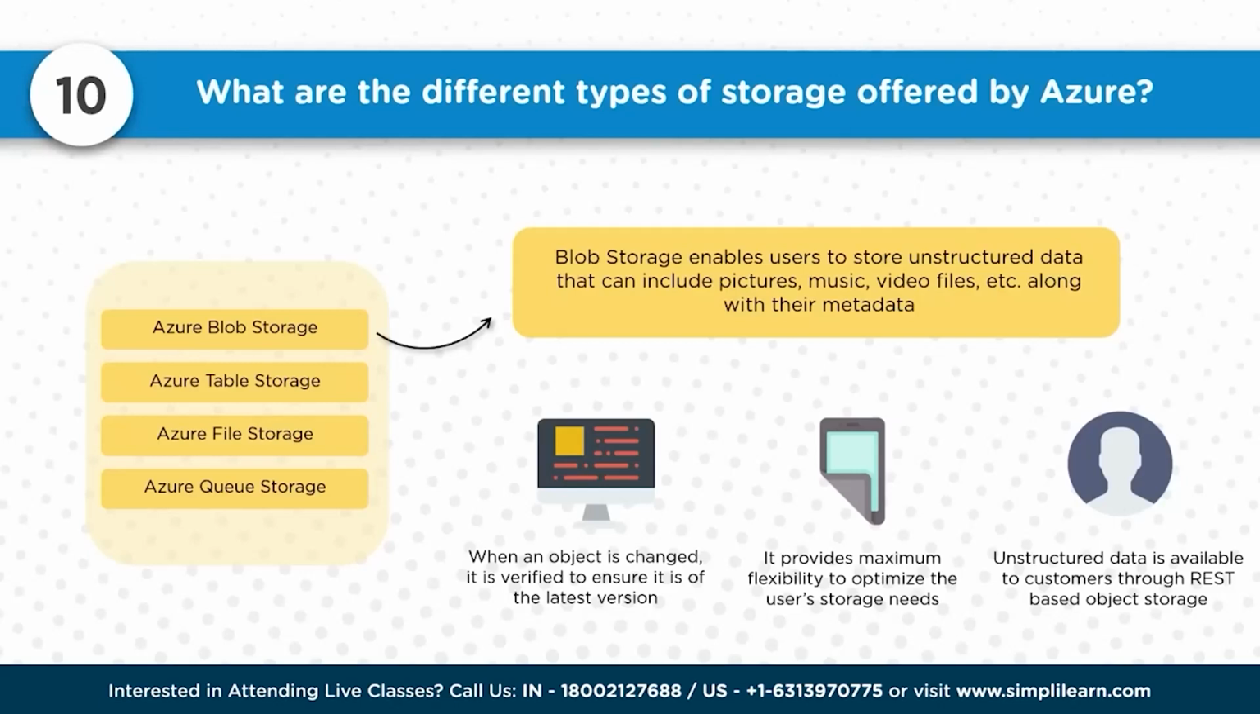So in short, blob storage enables users to store unstructured data, and that data can be in the format of pictures, music, video files, and a lot more. And it stores them along with their metadata. Another feature benefit that we get from blob storage is, when an object is changed, it is verified to ensure it is the latest version, number one. And number two, it provides maximum flexibility to optimize the user's storage needs. And this unstructured data is available to customers through a URL or REST-based object storage. So those are the benefits that come along with blob storage.